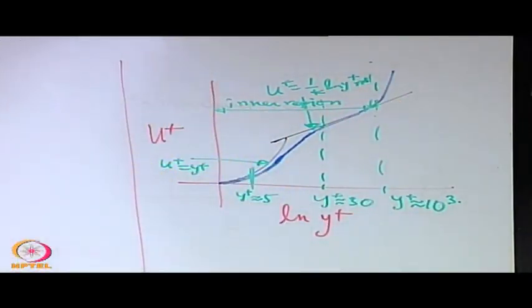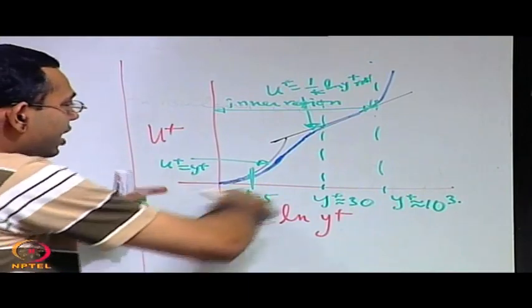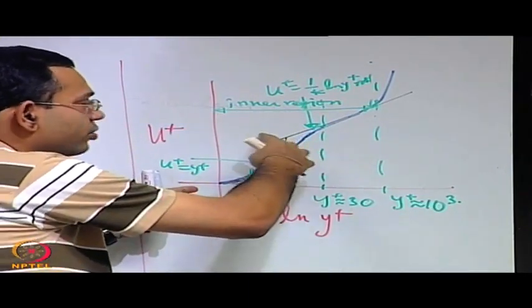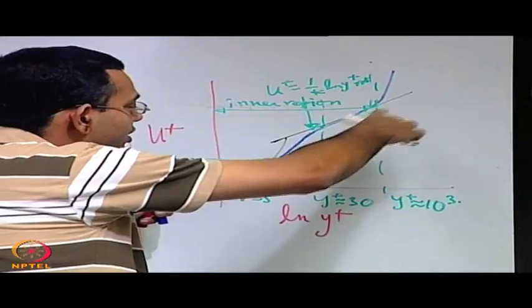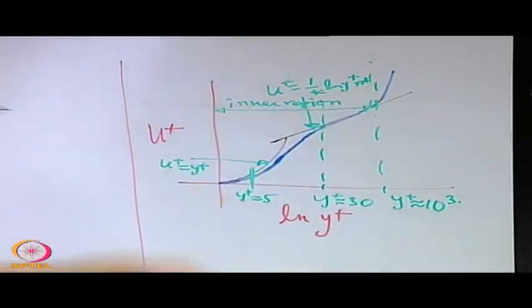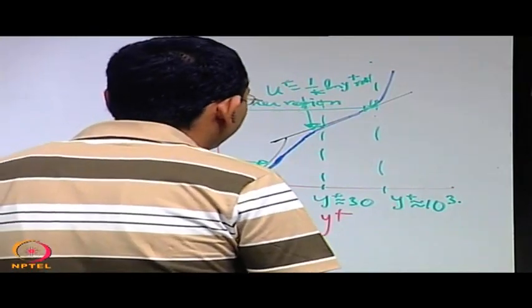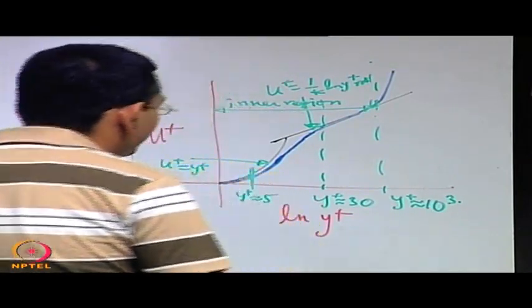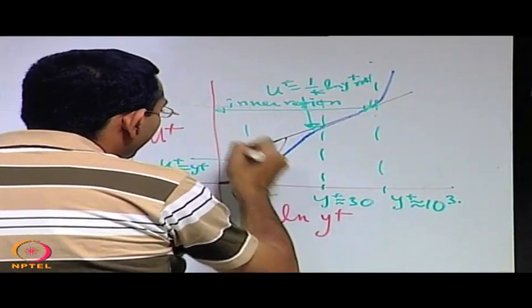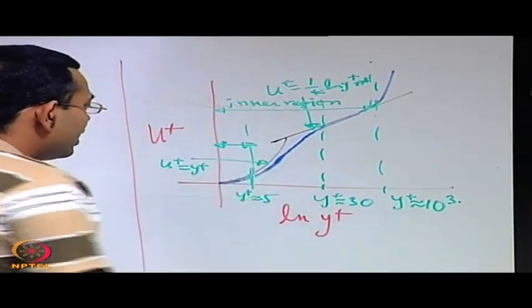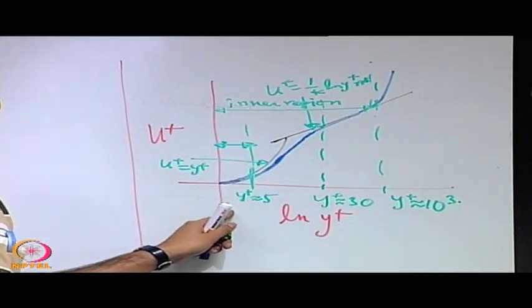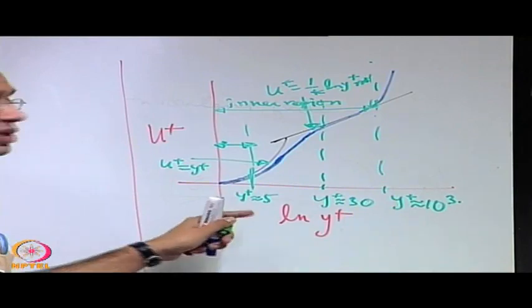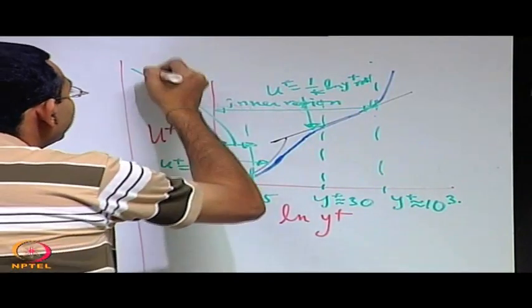Inner region means it has a part with u plus equal to y plus and it has a part with u plus equal to 1 by k ln y plus b. So in the inner region, what sorts of behaviors do you have? You have a behavior where solely the molecular viscosity is determining what is happening, that is why u plus equal to y plus, and this is called a viscous sublayer.